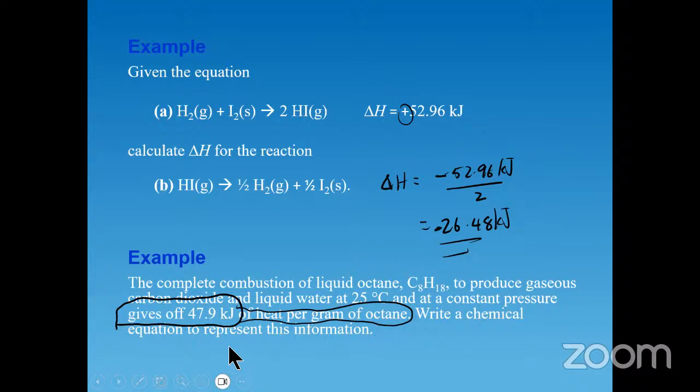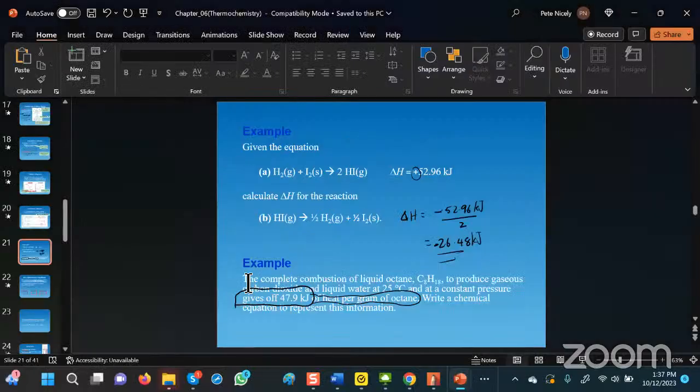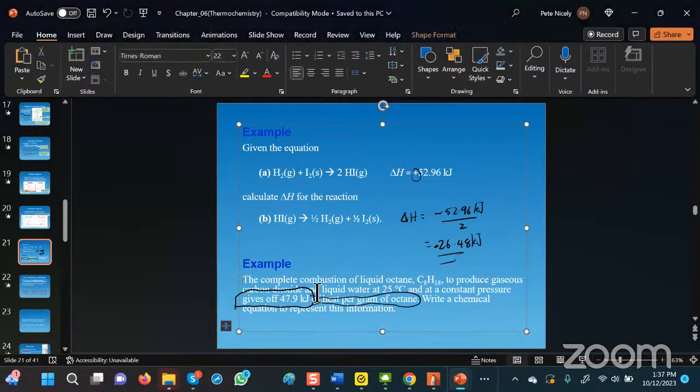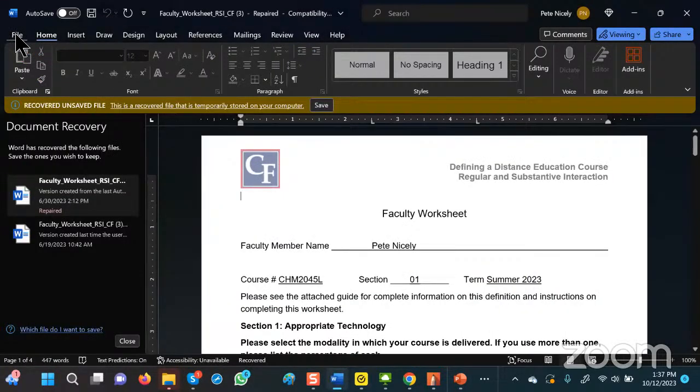Well, the first thing we need to do is what? Okay, so what would be the reactants in this equation? In fact, you know what, let me do this, because I'm going to need some space here. Let me see if I can. And let me try Word this time.